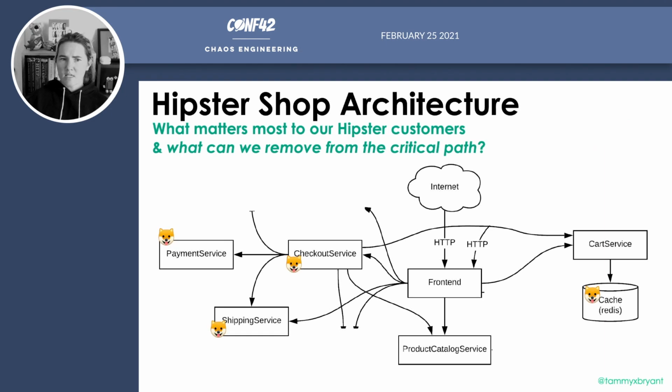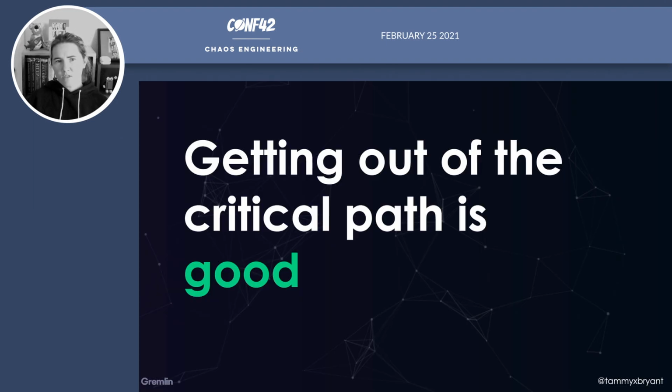So those are a few of the things that we think are not in the critical path, but everything here is in the critical path. And the little boxes with emojis, those are items that are even more critical for the user, like the payment service. So getting out of the critical path is good.